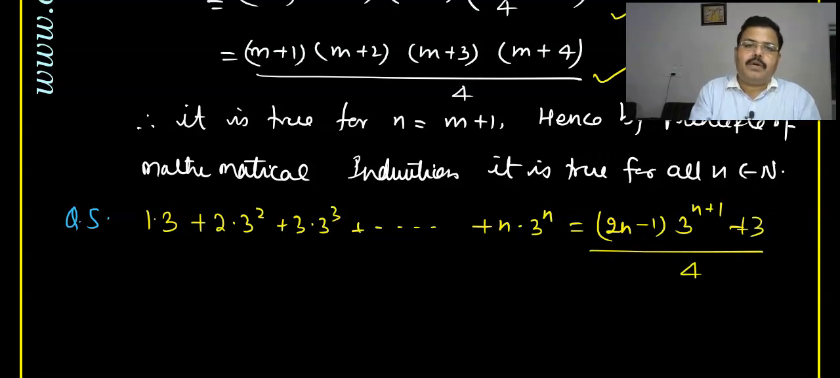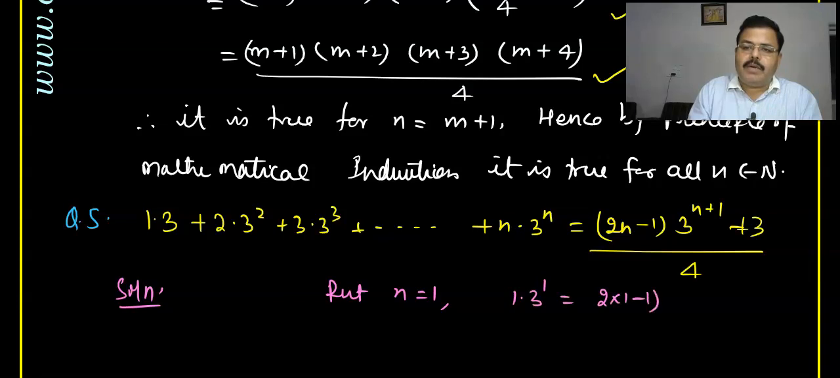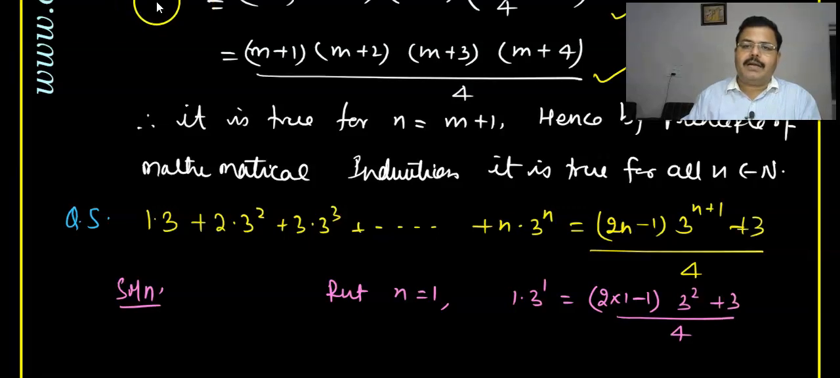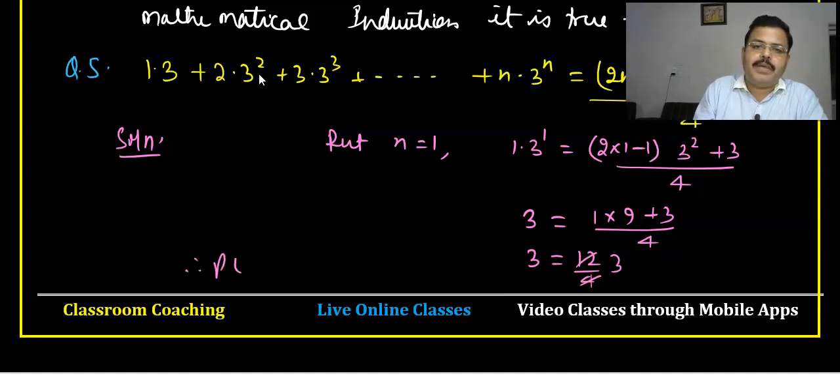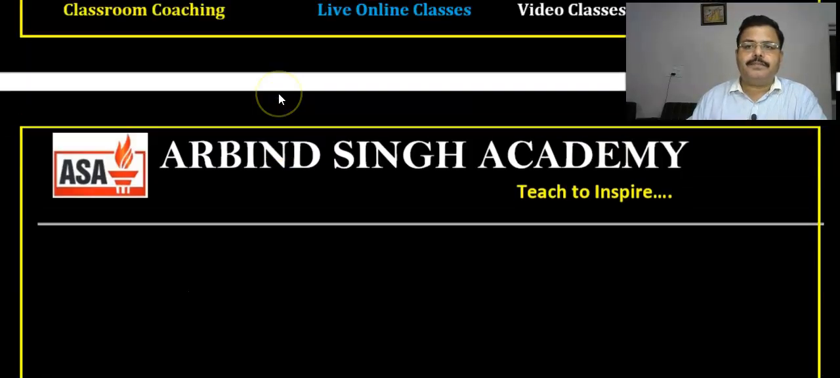So again, for the solution, you have to go through the same process. Put n is equal to 1, which will lead to 1 into 3 to the power 1 equal to ((2 into 1 minus 1) into 3 to the power 2 plus 3) divided by 4. And that comes to 3 equal to (1 into 9 plus 3) divided by 4. So 3 is equal to 12 by 4, that is 3. So 3 is equal to 3, and therefore P(1) is true. Right?